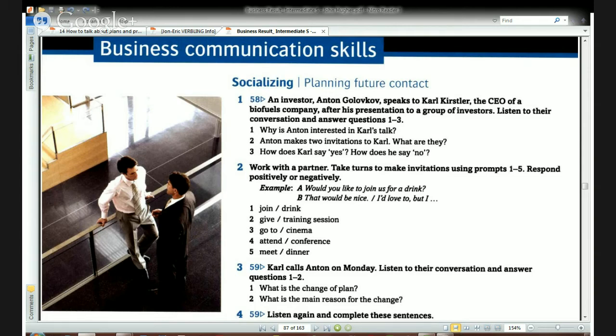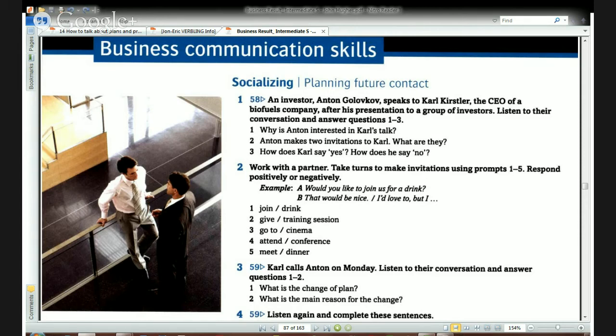Anton, well, my name is Anton Golikov. Would you like to join me for a drink? Carl, oh, I'd love to, but I'm afraid I have another appointment right now. Do you have a card? How about if I call you next week? Anton, yes, here you are. And you have my number on the card, and in the meantime, I'll talk to my colleagues about the jatropha seeds.